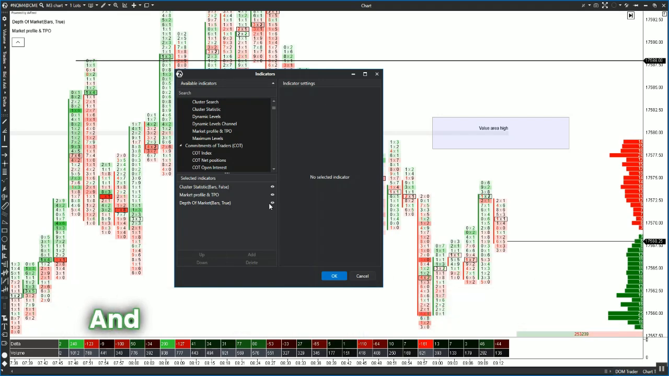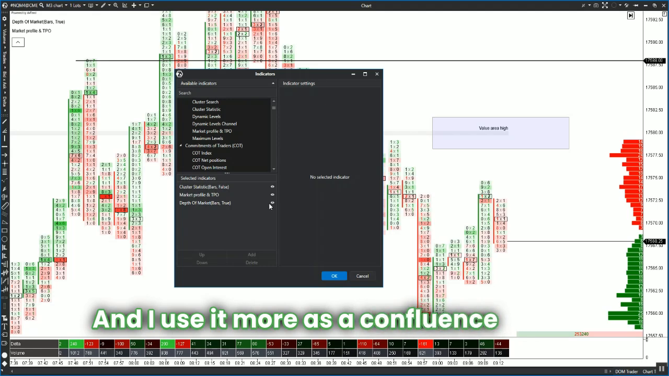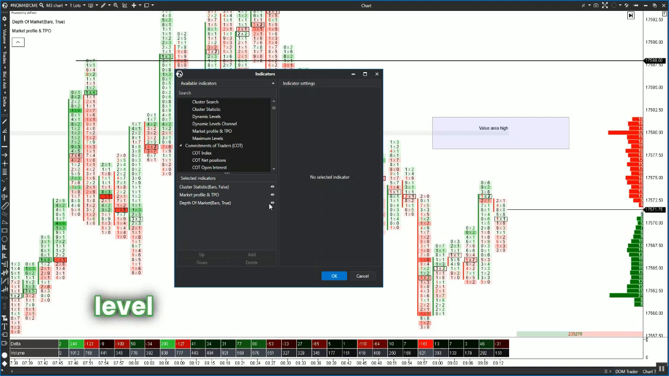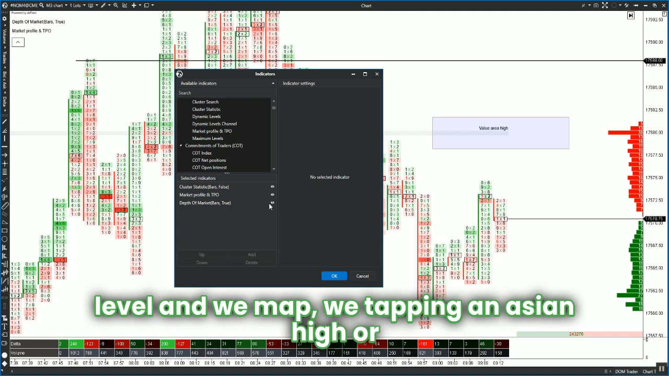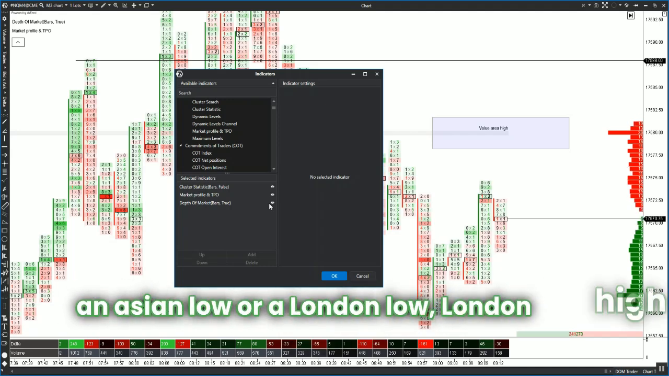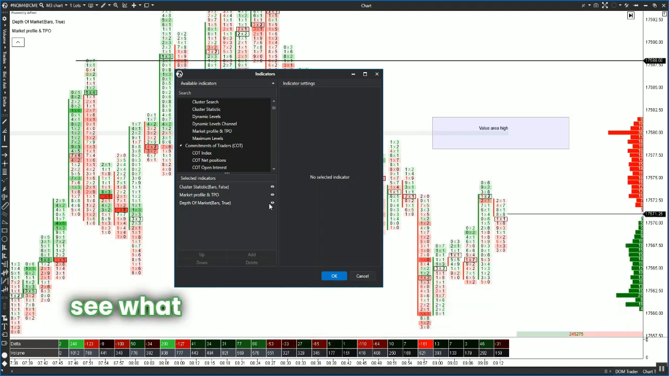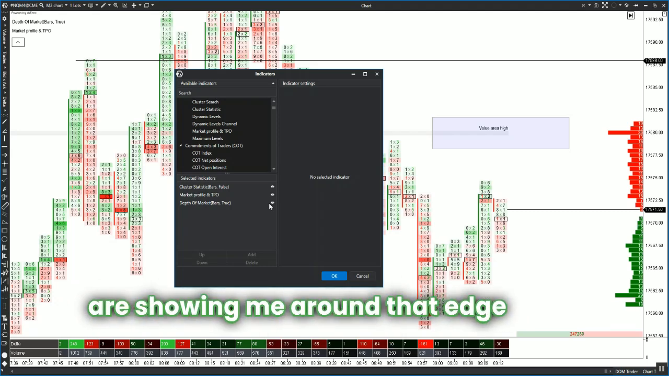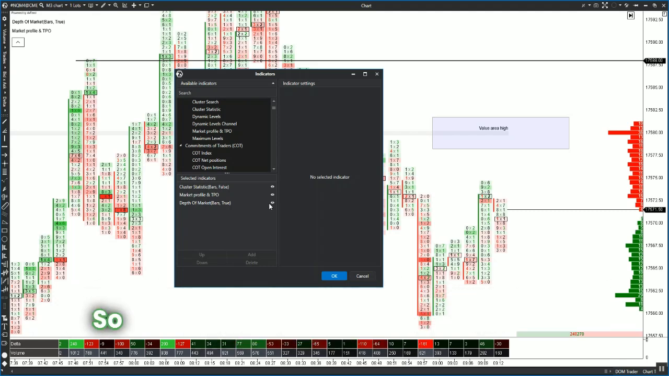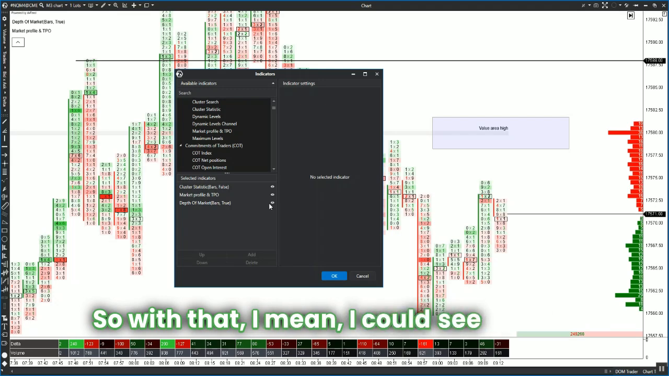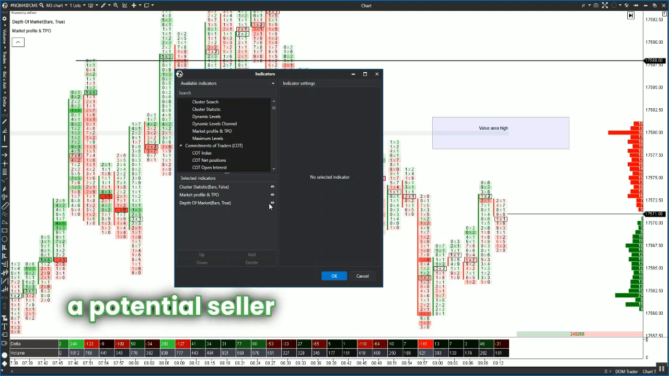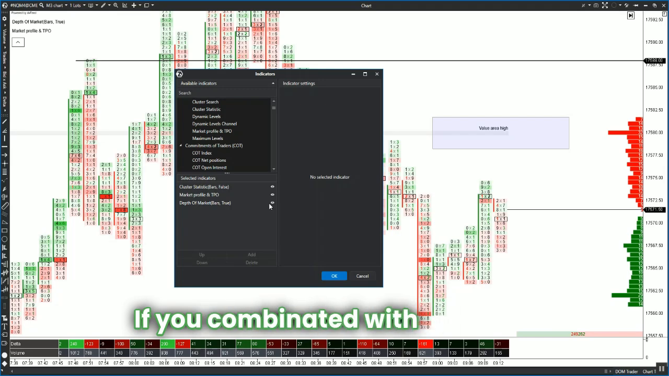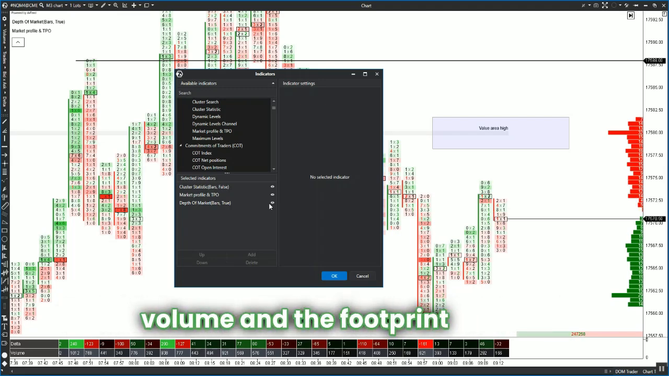In and out, and I use it more as a confluence to see, for example, if we are trading in the New York level, and we're tapping an Asian high or an Asian low or a London low, London high, to see what the DOM, the depth of market, is showing me around that edge of the markets. Okay, so with that I could see, is there a potential seller or buyer appearing on the DOM? That gives me a clue as well if you combine it with the delta volume and the footprint chart.